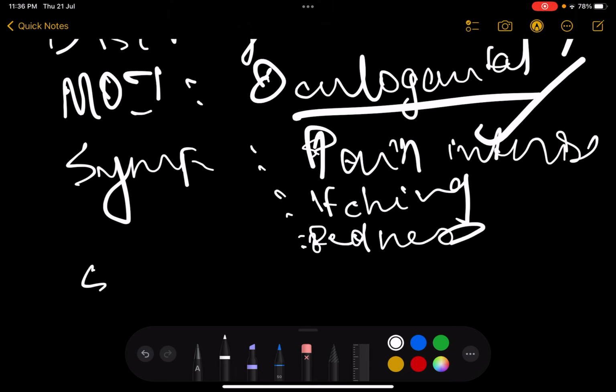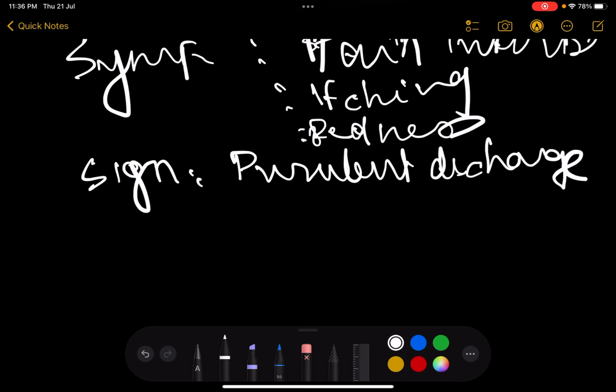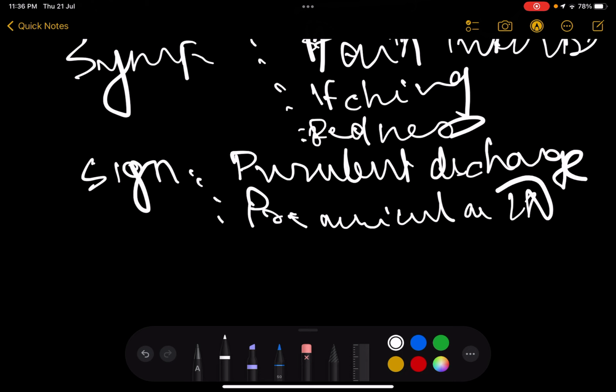But when I go to signs, obviously, there's going to be purulent discharge. Very important: purulent discharge, not mucopurulent discharge. Also, a very important sign is going to be preauricular lymphadenopathy. That means from the lateral part, the lymphatics are going to drain into the preauricular lymph nodes.